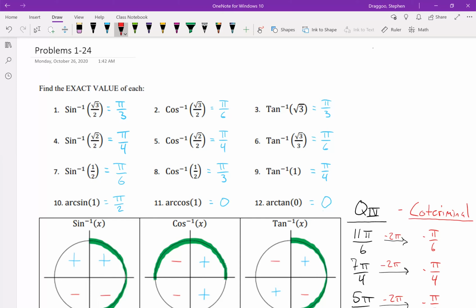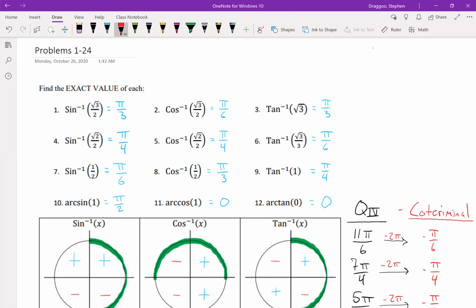That's the same as asking the sine of what angle theta is equal to square root 3 over 2. We know from the unit circle that pi over 3 corresponds to a sine value of root 3 over 2. So the solution there would be pi over 3.